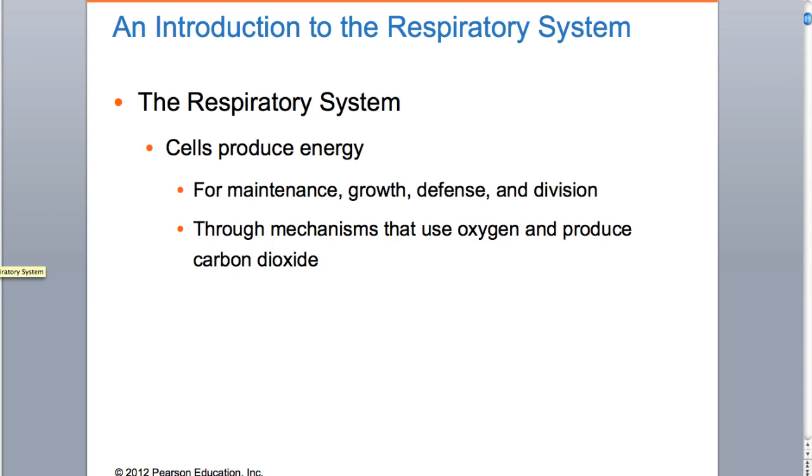Here we see much of what has been said a moment ago. The main role of the respiratory system is this bottom bullet that says through mechanisms we use oxygen and produce carbon dioxide. So the respiratory system will bring in oxygen, remove carbon dioxide, and it plays a role in things like defense in terms of mucus secretion, protection from germs that get into the respiratory system, things of that sort. So that's what this system is all about.